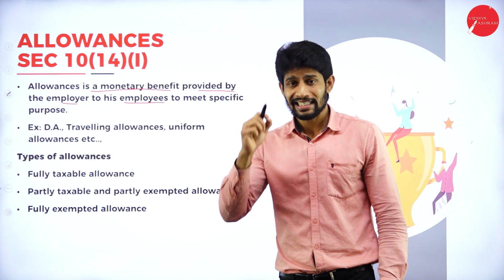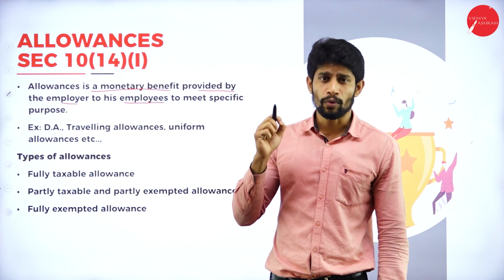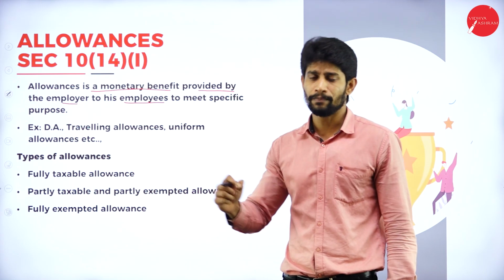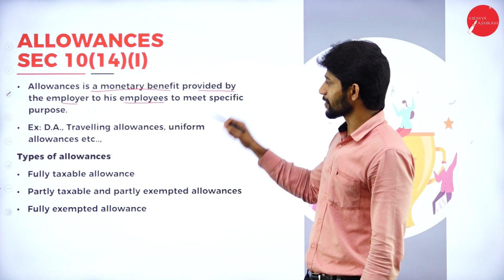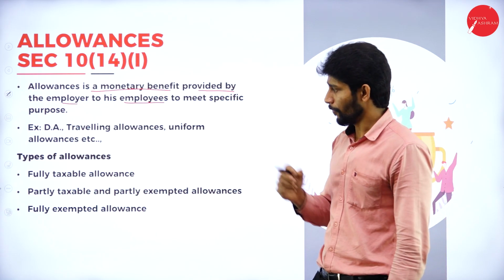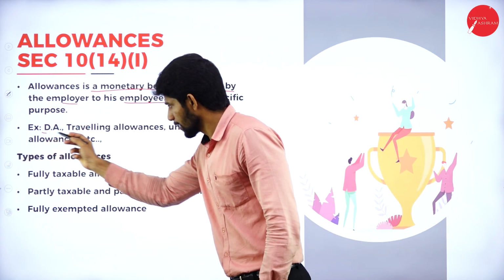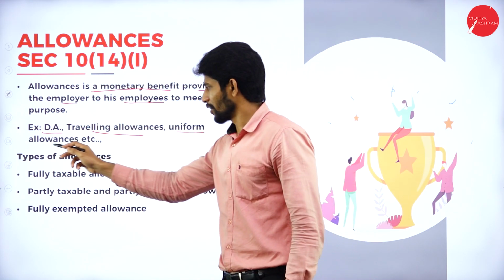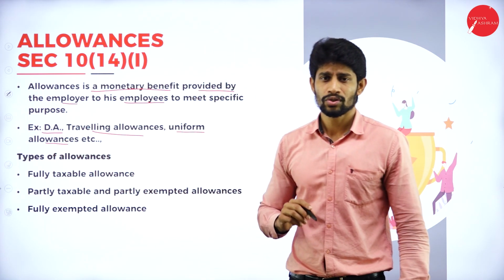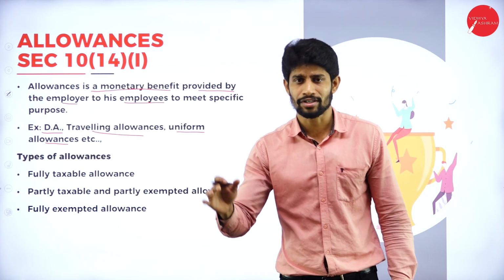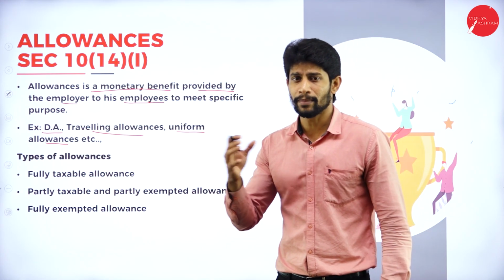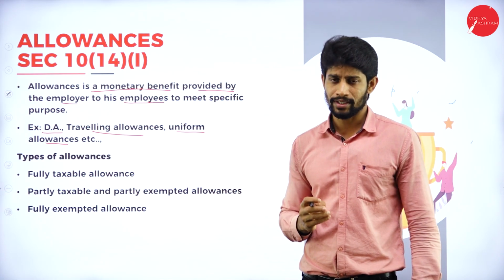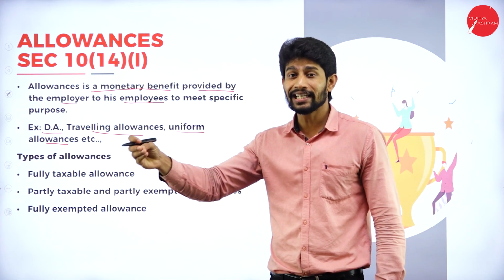Allowances is a monetary benefit provided by the employer to his employees to meet a specific purpose. For example, dearness allowance, traveling allowance, uniform allowance, etc. Any facility provided in cash. Every month, the employer will be giving 2000 rupees for traveling allowance. So 2000 rupees in cash is being given.